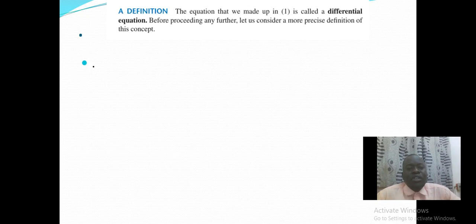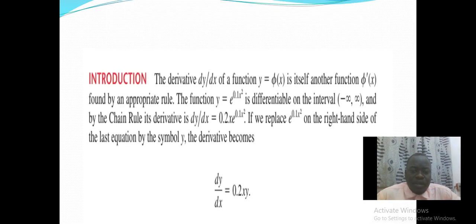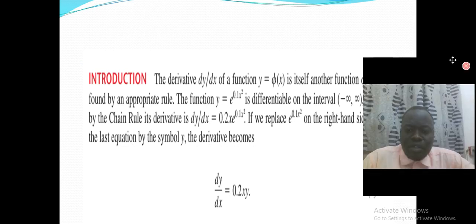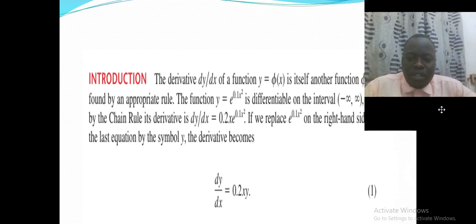Okay, so definition. طيب هنقوم نعرف المعادلة التفاضلية بعد المقدمة دي. Definition: the equation that we made up in one is called a differential equation. زي ما شايفين المعادلة التفاضلية نمرة واحد دي هي المعادلة التفاضلية اللي احنا نتكلم عنها. Okay, this is equation number one.